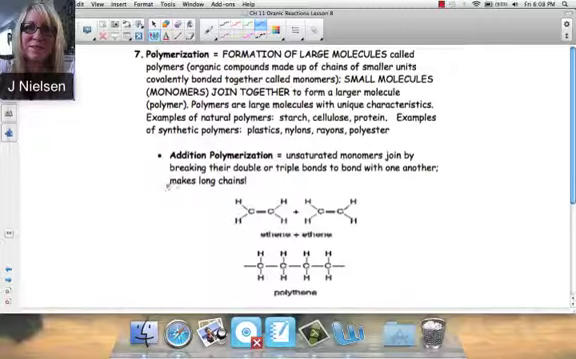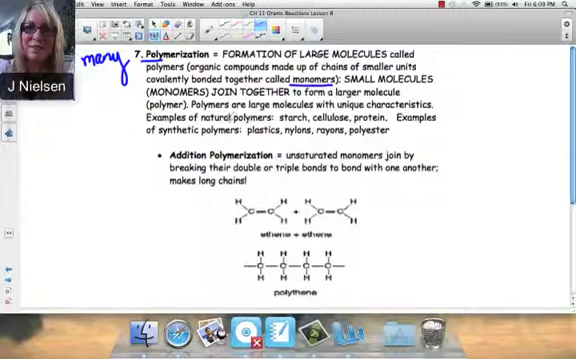Polymerization. Polymerization is the formation of large molecules called polymers. So remember the word poly, the prefix poly, means many. And they are made from smaller units called monomers. So a monomer is a small molecule and it's joined together to form a larger molecule, the polymer. And the easiest way for me to explain this is think of a paper clip, and you've used paper clips to make a paper clip chain. So the little individual paper clip is the monomer, and then when you link a whole bunch of paper clips together, you get a polymer, or your paper clip chain.